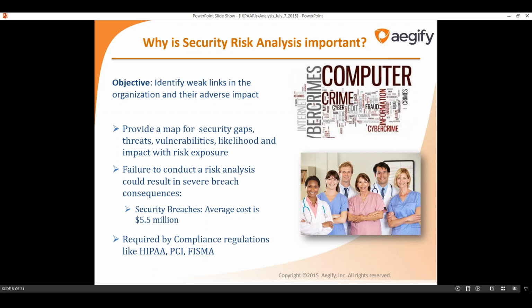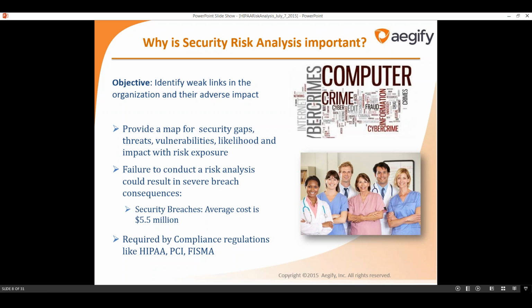And really what it is doing is providing a map, a compass for the organization, where you're able to look at what security gaps exist, and what are the threats that can compromise and exploit these gaps by leveraging the vulnerabilities that exist in the system. The system could be IT related, it could be process related, it could be people related.